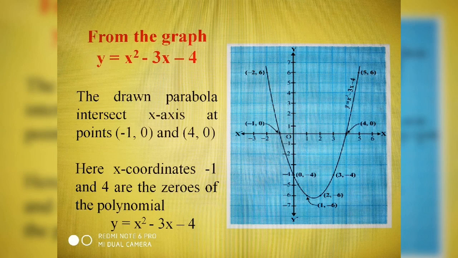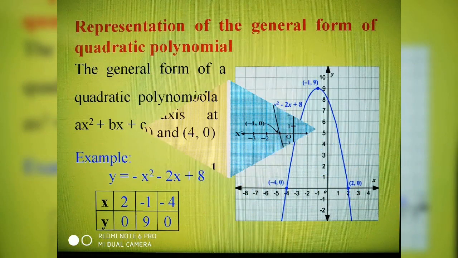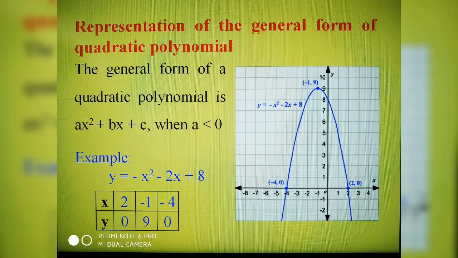The drawn parabola intersects the x-axis at points (-1, 0) and (4, 0). Here x coordinates minus 1 and 4 are the zeros of the polynomial y is equal to x square minus 3x minus 4. So in case a is greater than 0, the curve opens upwards.